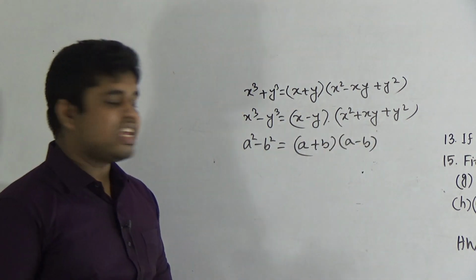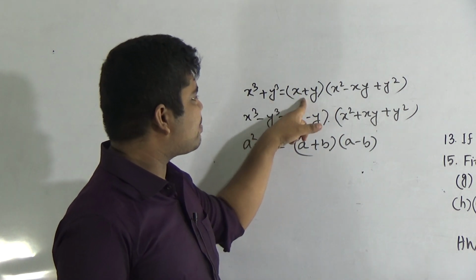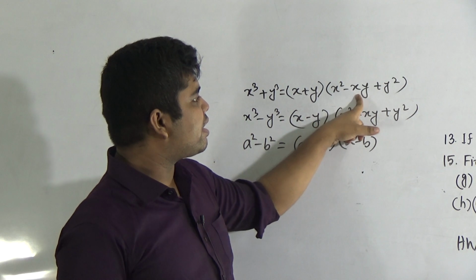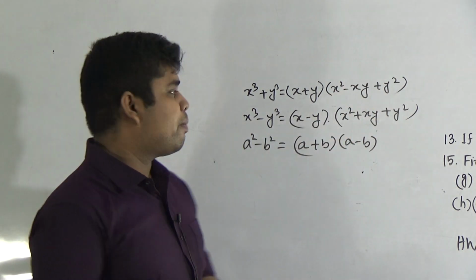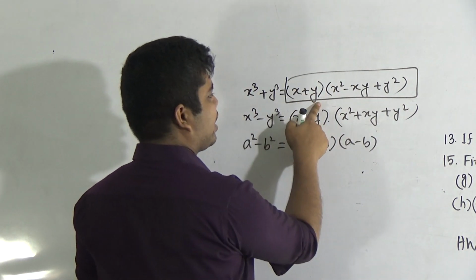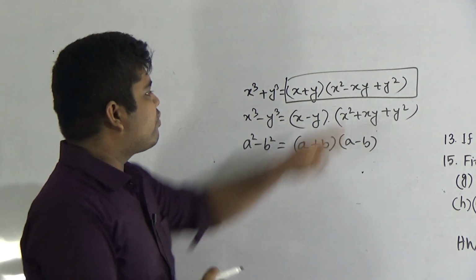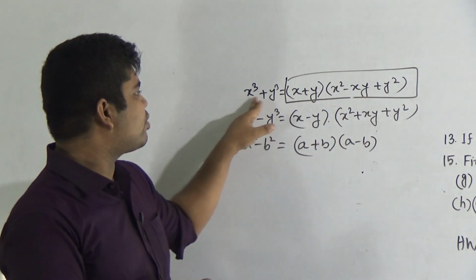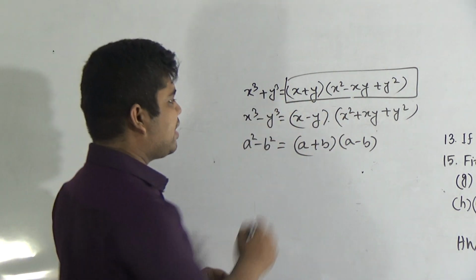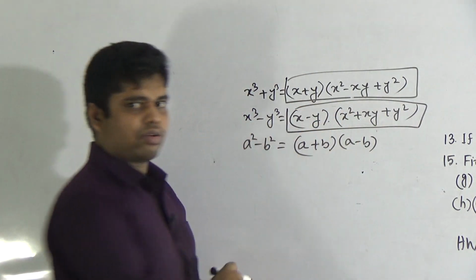Dear students, if I write x cube plus y cube equals x plus y into x square minus xy plus y square, but if this one is given, that means x plus y into x square minus xy plus y square, then from this we can write x cube plus y cube. Similarly, if this is given, then we can write x cube minus y cube.